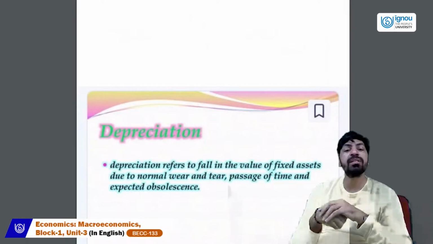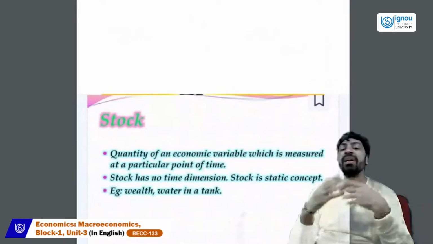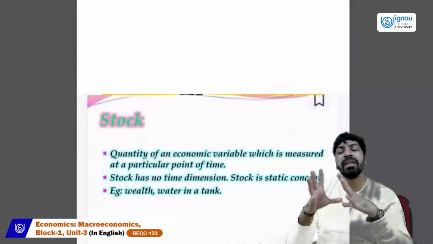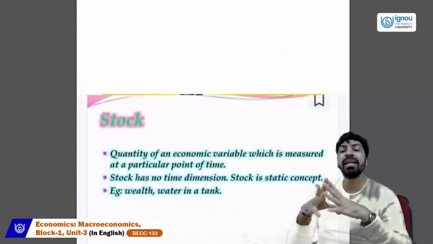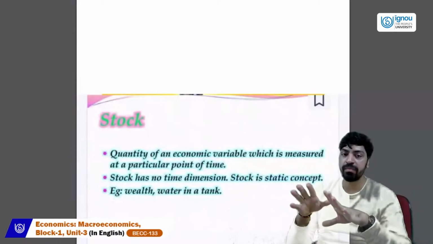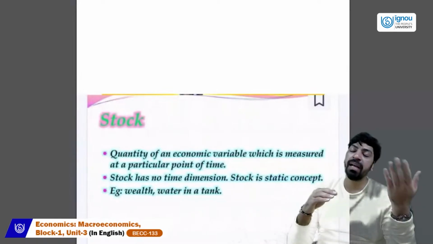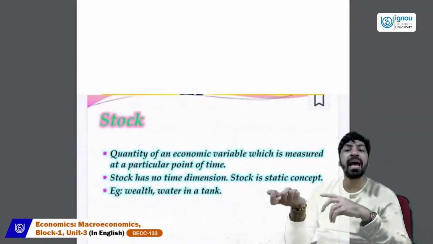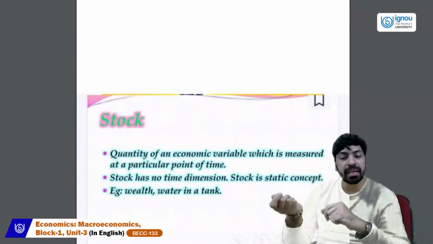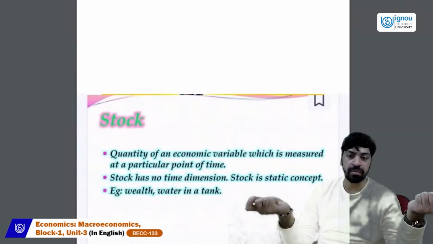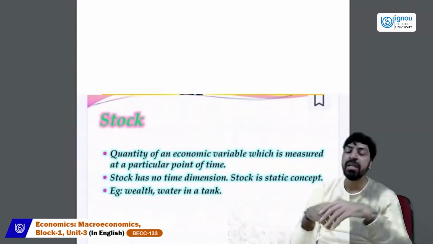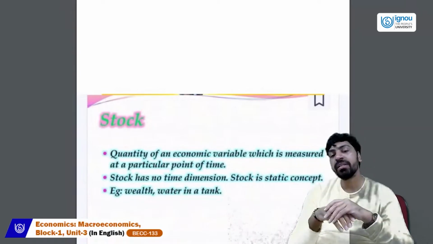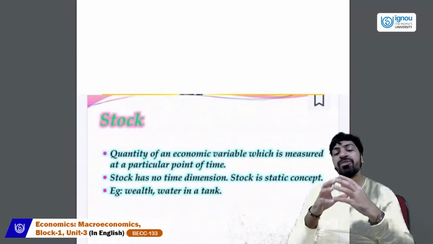The next one is stock. When we talk about stock, it refers to a quantity of an economic variable which is measured at a particular point of time. Stock could be wealth, water in a tank, or raindrops in a particular basket, and that is called stock. Stock has no time dimension, and that is the main reason that stock is a measurable variable.